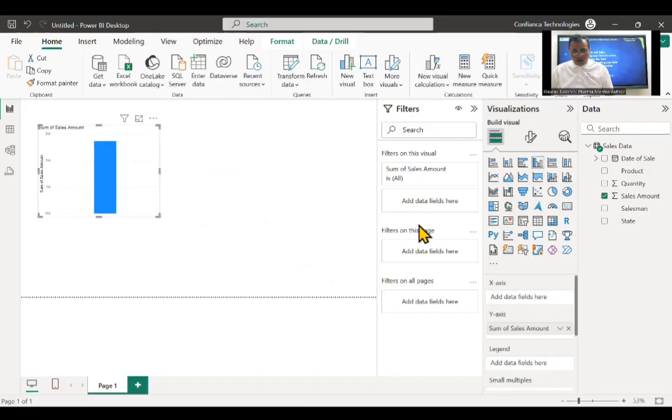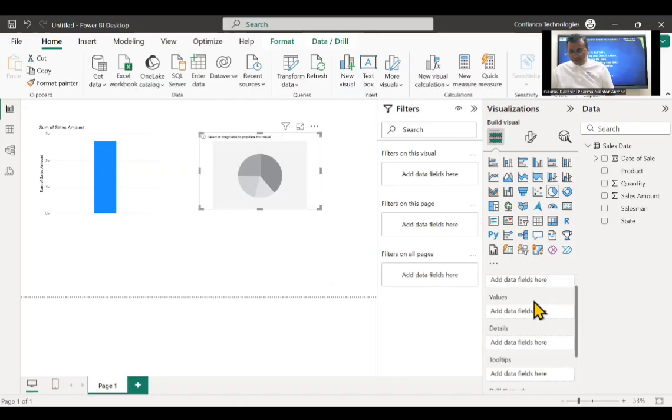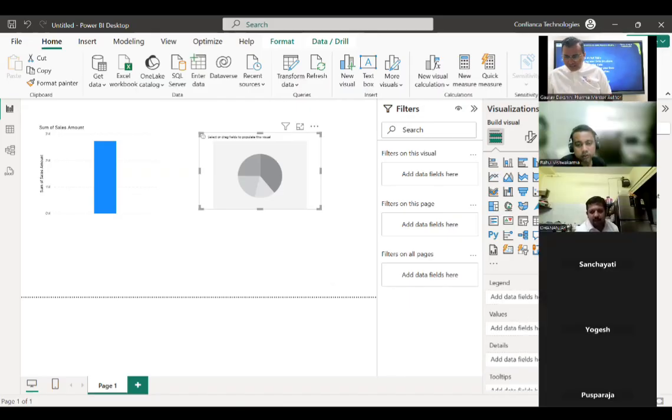Now let's say right now I also want to put a pie chart. Does this pie chart have an x-axis and y-axis, guys? No, right? So how can we create a pie chart, where to put the numerical part and where to put the categorical part? Can anyone answer, by looking at the legend, values, tooltip, details? Legend, we can put state. We can put states in legend, and sales amount in values, so we can get the pie chart.